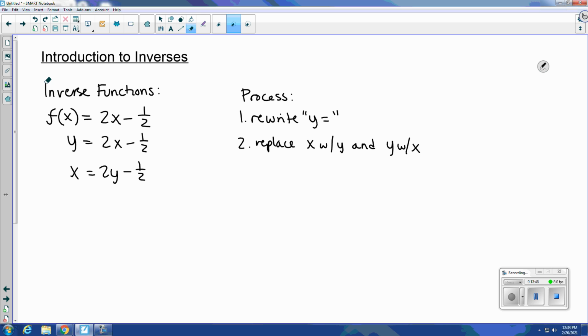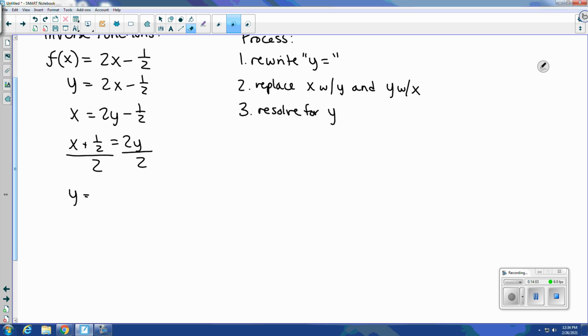So all we have to do is just resolve for y. Resolving for y, we'll add 1/2, and then divide by 2 to get y equals x plus 1/2 all over 2.